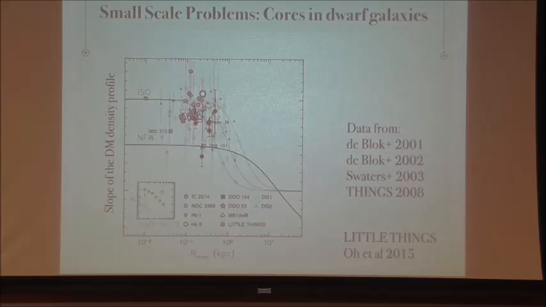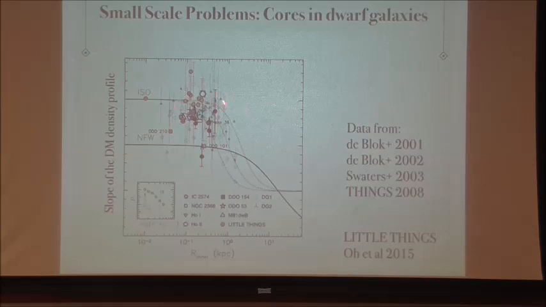So now I want to look at this with a large sample of galaxies. So this is a plot from Oh et al. From the LITTLE THINGS survey. Basically, they took high resolution HI measurements and measured the slope of the dark matter density for a large number of objects. And what they found is that most of their objects were more consistent with the cored profile. So this is written as isothermal. There's no numbers here, but this should be 0 and this should be -1.